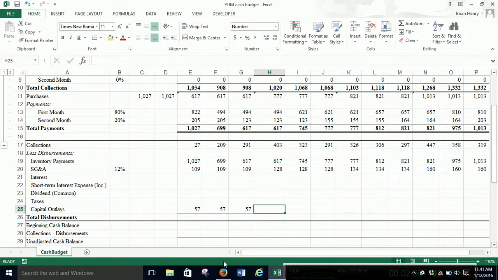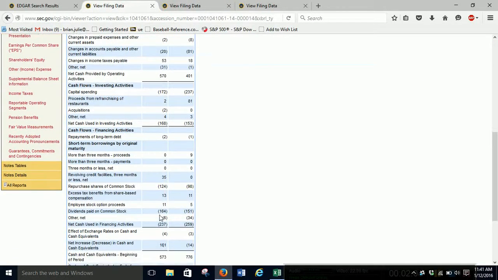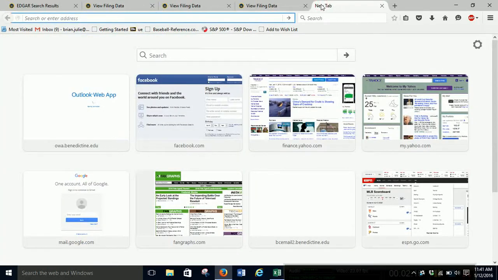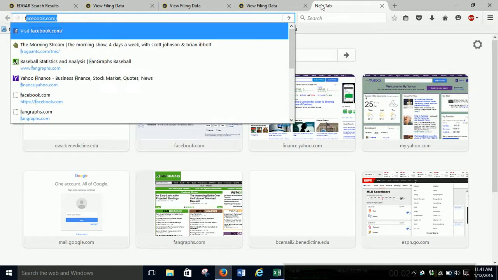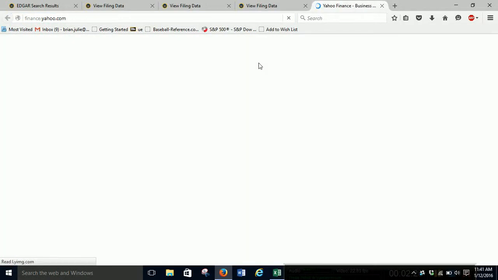Okay. And then what else can we pick up off of here? So we also have dividends. Now we have $164 million in paid dividends, but we need to figure out where that hits because usually that's paid in one chunk. So we just have to figure out which month they paid that dividend.